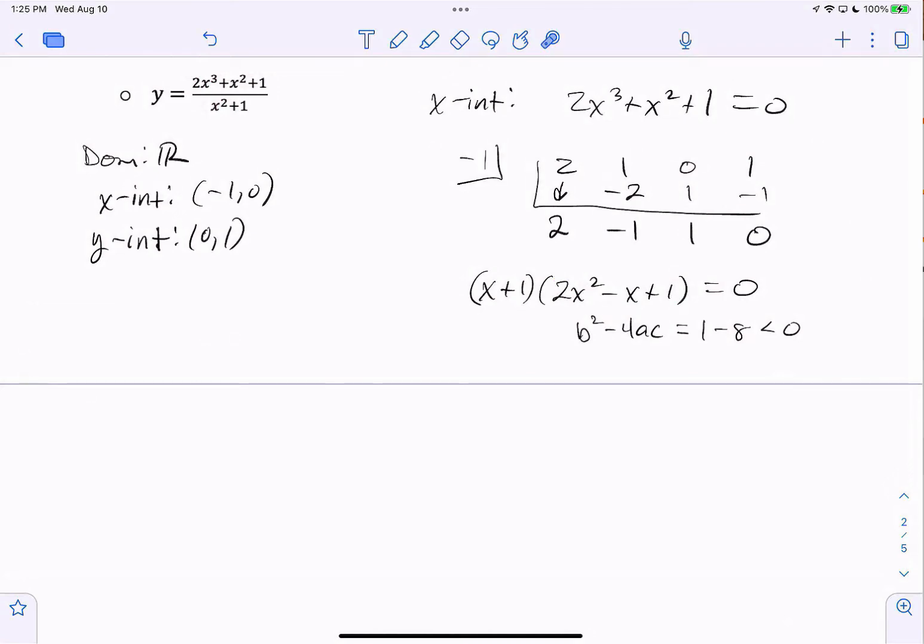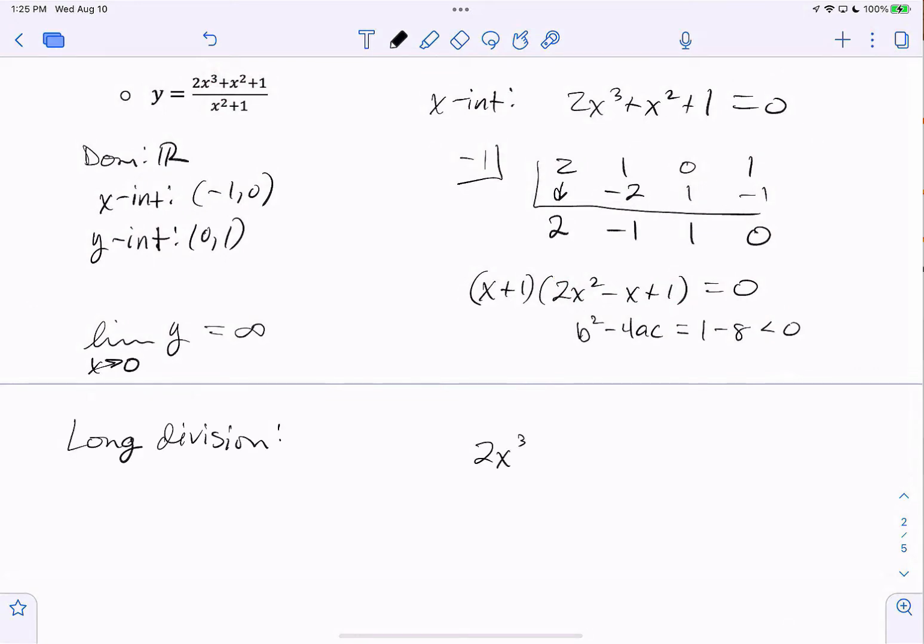As far as any horizontal asymptote, there isn't one. The degree of the numerator is greater than the degree of the denominator. And so if we were to find the limit as x approaches infinity of y, we would say, well, that's infinity. But whenever the degree of the numerator is larger than the degree of the denominator, our path is to use long division. For us here, that means we've got 2x cubed plus x squared plus 0x plus 1 divided by x squared plus 1.